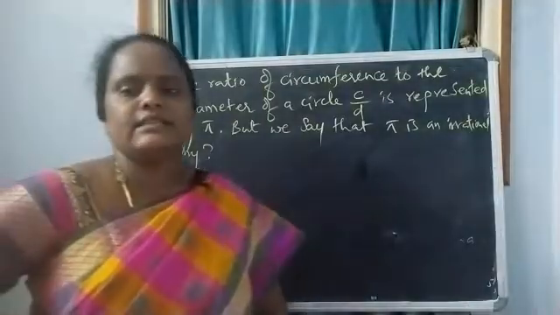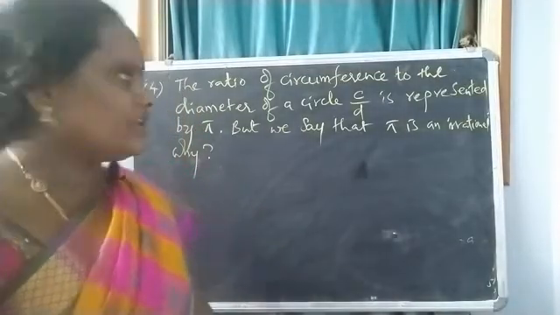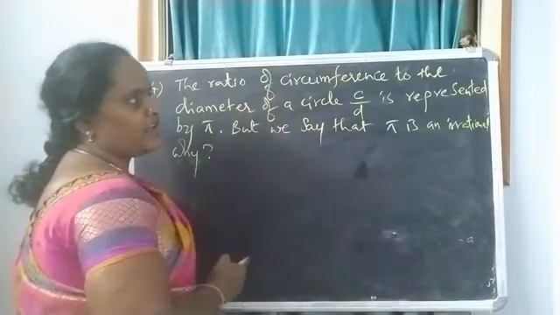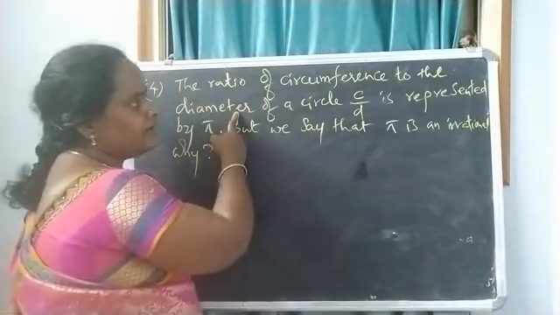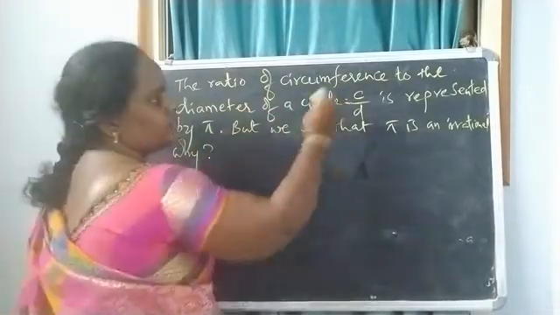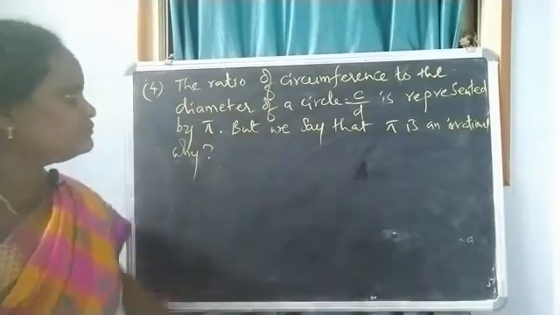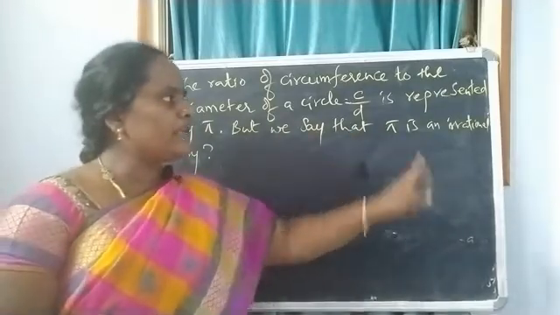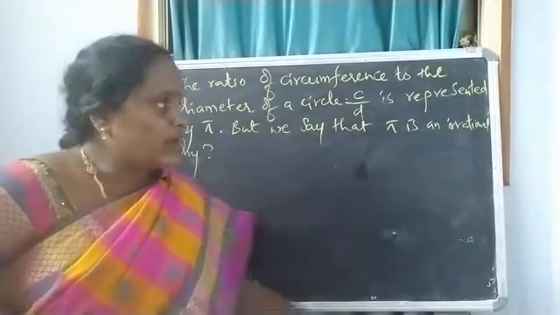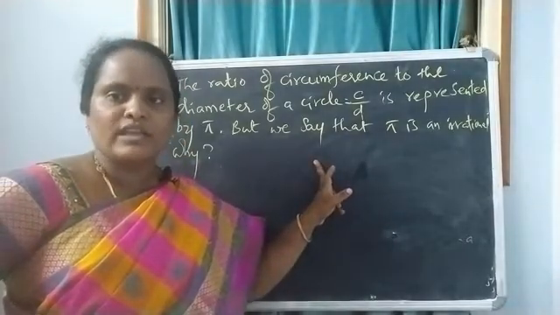Let us see the next question. The ratio of the circumference to the diameter of a circle, that is c by d, is represented by pi. But we say that pi is irrational. Why? To understand this question, we should know the history of pi a little bit.